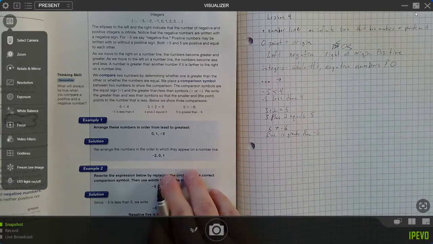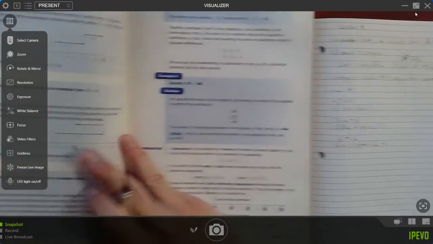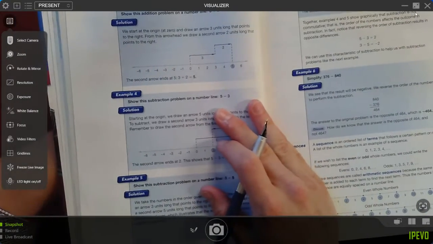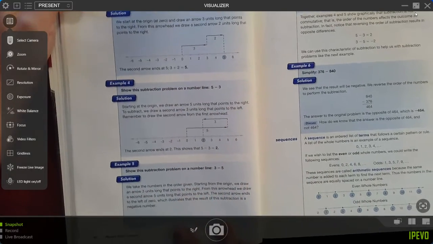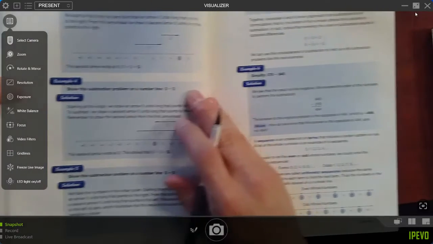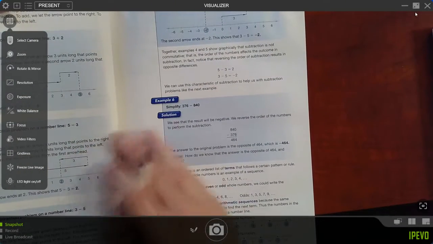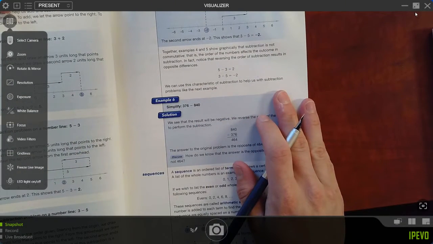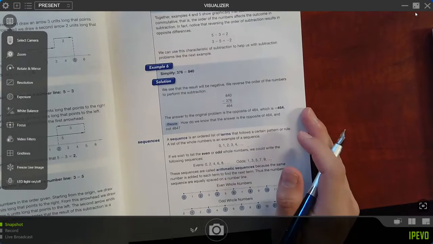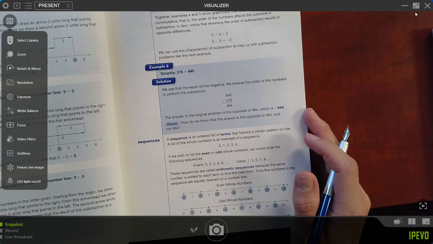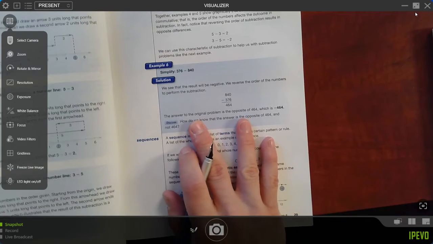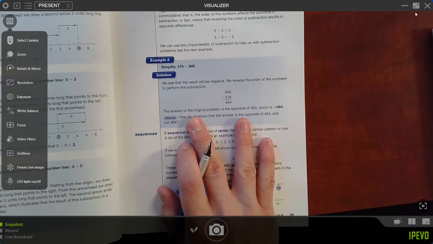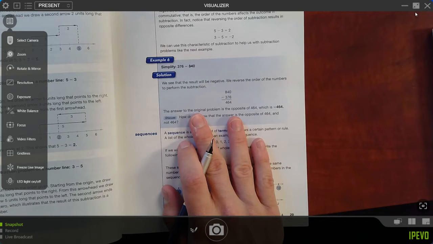Arrange these numbers from least to greatest. Over here, it's just kind of a different way of thinking about adding and subtracting and using the number lines. Same sort of deal. I can't remember, I think I did this in a different thing. You may or may not already have a little bit of practice with this.